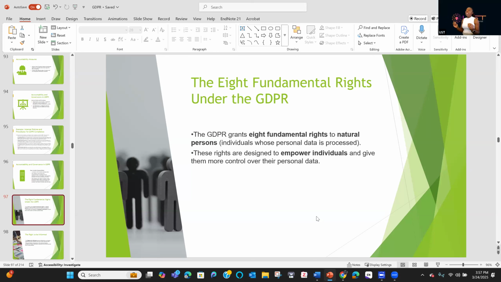For example, the individual whose personal data is processed. You are a neutral person. These rights are designed to empower you, not the organization, and give you more control over your personal data. This is your data that these organizations are collecting. It doesn't matter what you're doing, but it's your information, and you need to have the right and power as to how your information will be used.